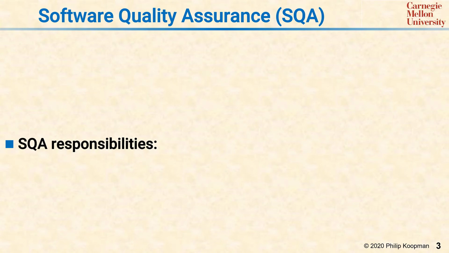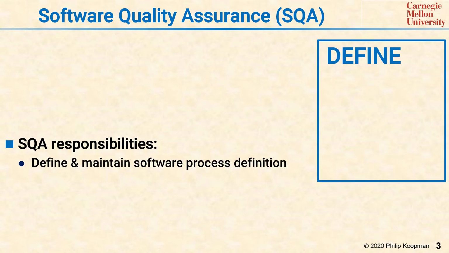Software Quality Assurance (SQA) is in charge of making sure that the software process is really working the way it should. There are 5 main responsibilities for SQA. The first is to define and maintain the software process definition. If the software process is not written down, everyone will have a different idea of what it might be, and you'll never get consistent results.